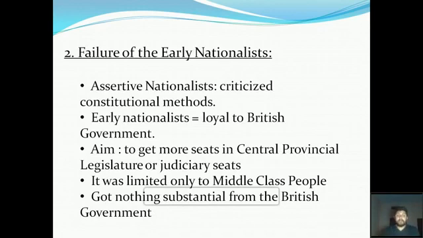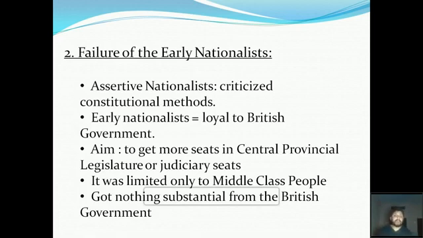So they were not having any concern towards others. So assertive nationalist leaders told, it's not peaceful measures we have to follow to attain our goal. Rather than that, we have to go for some kinds of revolutionary methods. So they have criticized early nationalist leaders for the constitutional methods which they have followed.